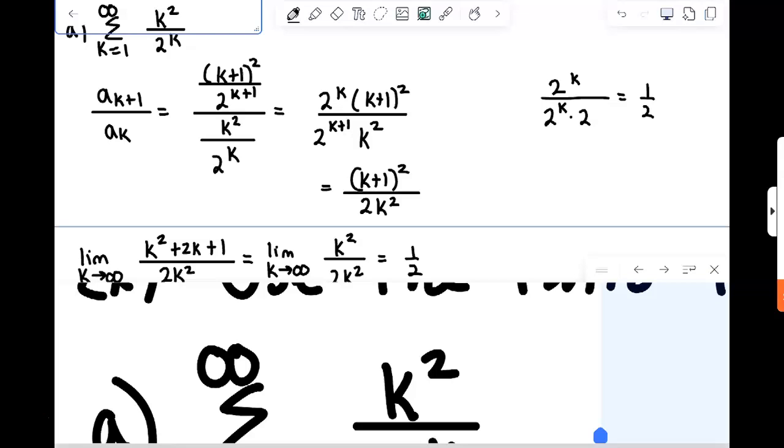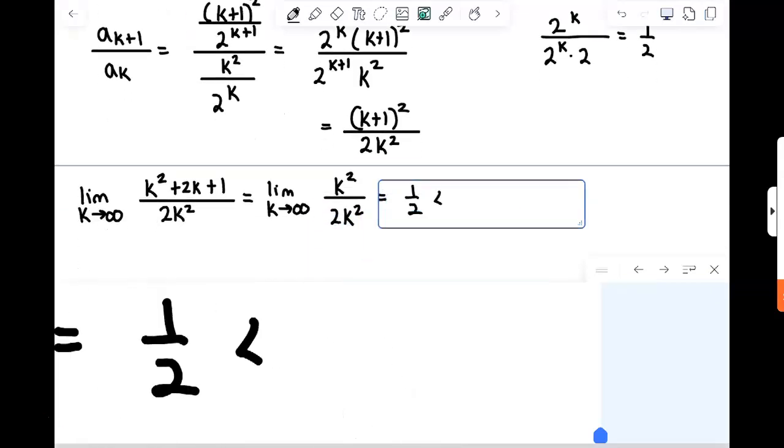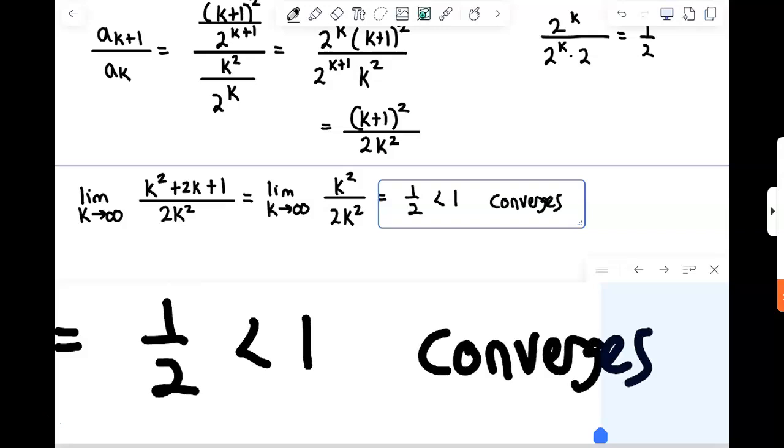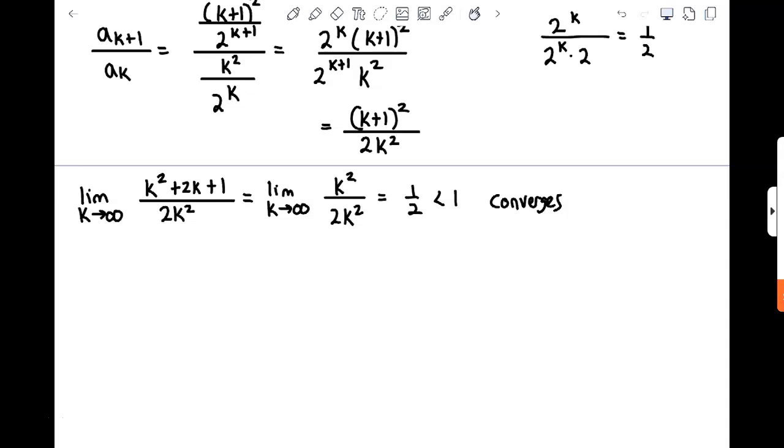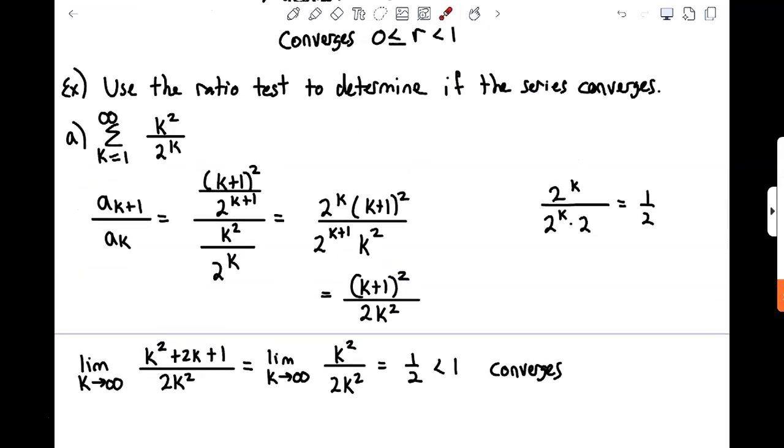Since that is less than 1, we know that this series is going to converge. Right. So it turns out the series of k squared over 2 to the k, as k goes from 1 to infinity, is actually going to converge. Now, what in the world it converges to, I don't know. But we do know it does converge.